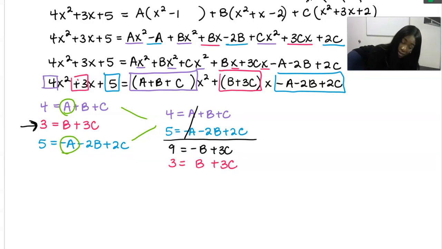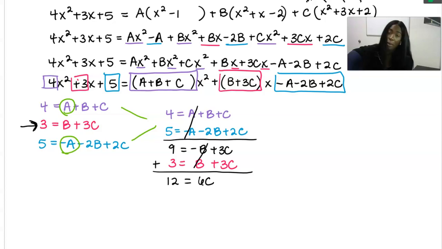Let's do the addition method again, because b is perfectly set up to cancel out once we add. 9 plus 3 gives us 12. The b cancels. 3c plus 3c is 6c. Now we can very easily solve for c. Divide both sides of this equation by 6, and we get that c is equal to 2.